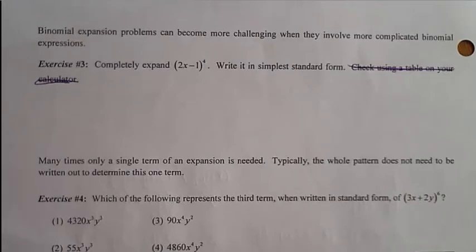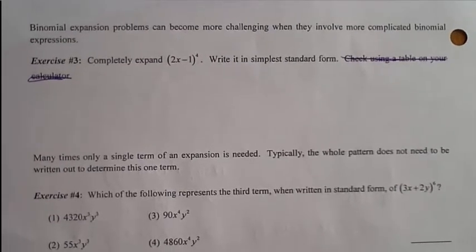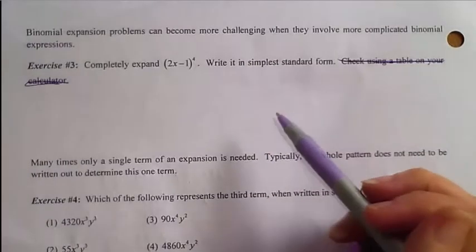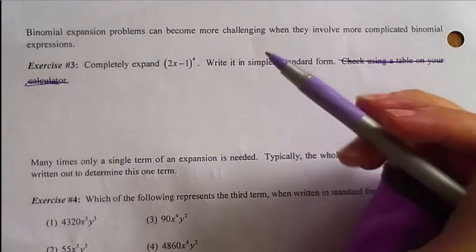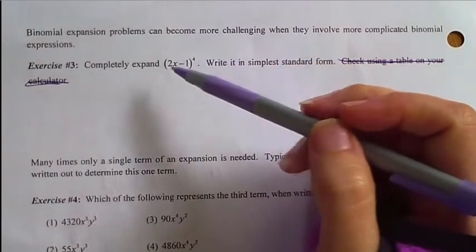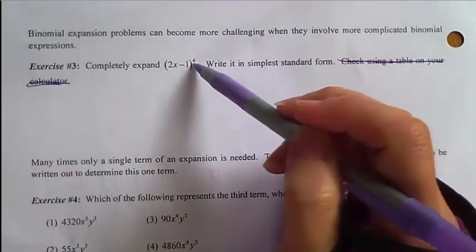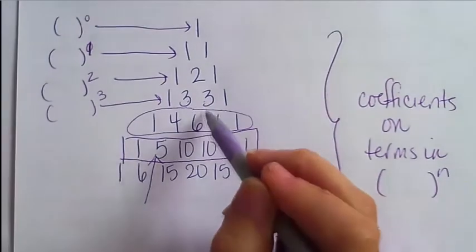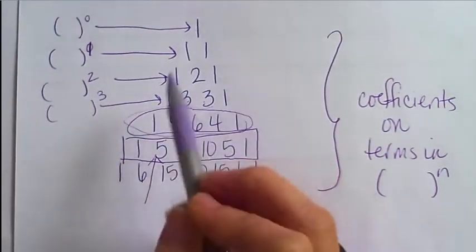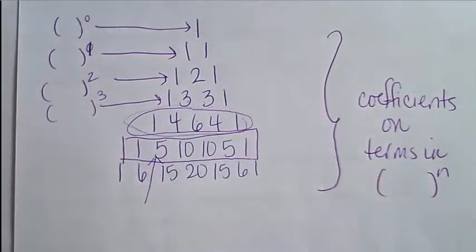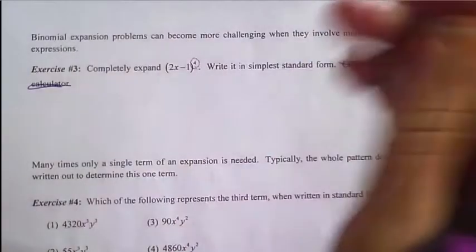Now, binomial expansion can be a little bit more challenging when the binomials aren't simple. So let's expand 2x minus 1 to the 4th. We're going to write it in standard form and simplify it. Well, math is consistent, so I'm still going to look at that exponent on my problem and go to that row in Pascal's triangle for leading coefficients. So I need 1, 4, 6, 4, 1. Give myself lots of space.